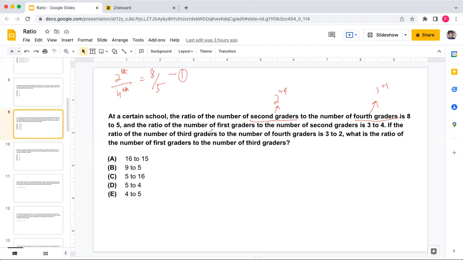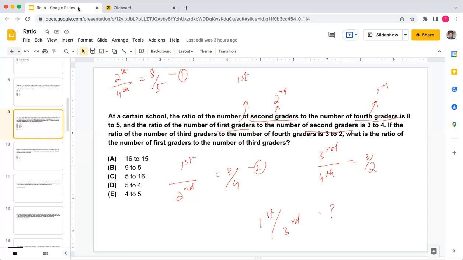And the ratio of the number of first graders, let me call this first, to the number of second graders is 3/4. So the second one is first over second is equal to 3/4. And the third one is the ratio of the number of third graders to the number of fourth graders, which is 3/2. The question asks what is the ratio of the number of first graders to the number of third graders? So we want first over third, right?